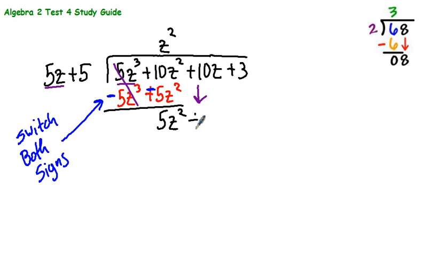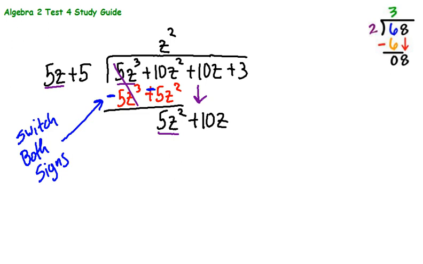So that would be plus 10z. And let's start it over. What times 5z makes 5z squared? And I keep underlining this, by the way, because I'm just trying to draw your attention to that we're just focusing on those two terms. We're not worried about anything else. We'll get to that. But that's all we're worried about at this point.